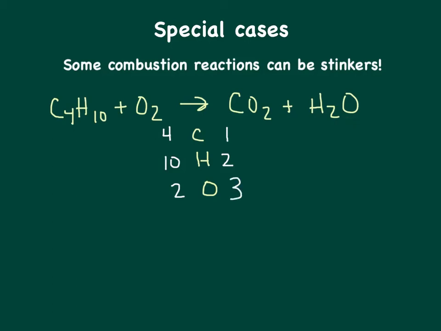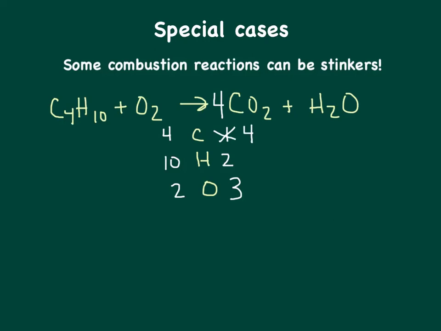So what we're going to do is follow our rules. There are no polyatomic ions and no metals. So we're going to take care of the carbons here first, the non-metal. And so we have 4 carbons in the reactants and 1 in the product. So I'm going to put a 4 in front of the CO2. That changes my carbons to 4 now.